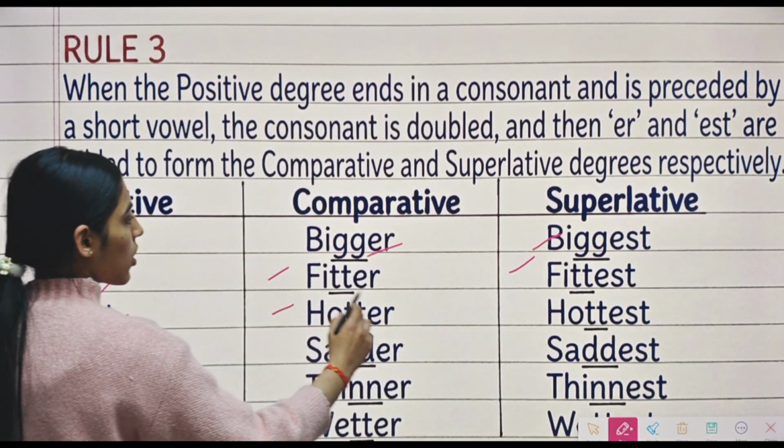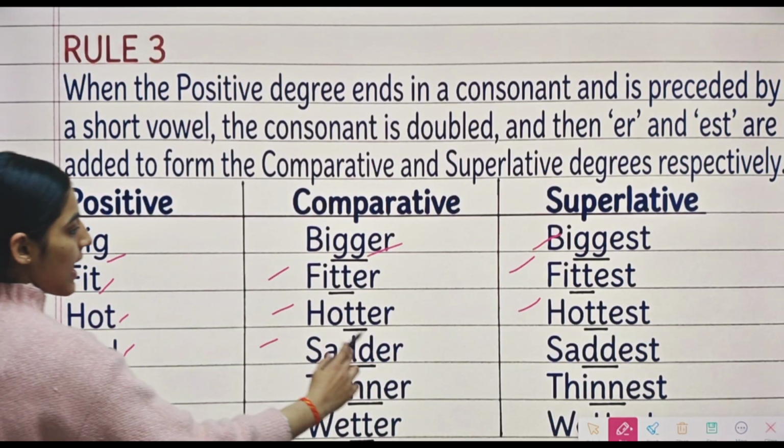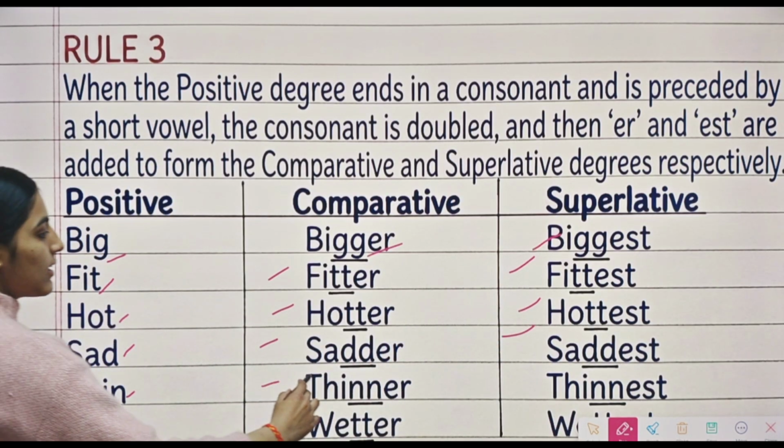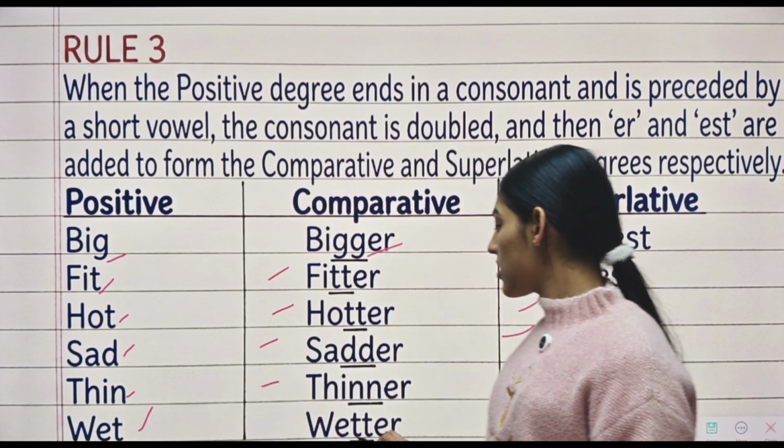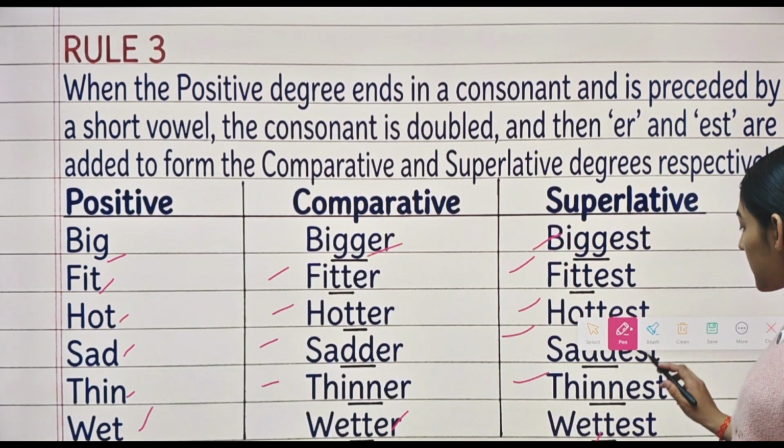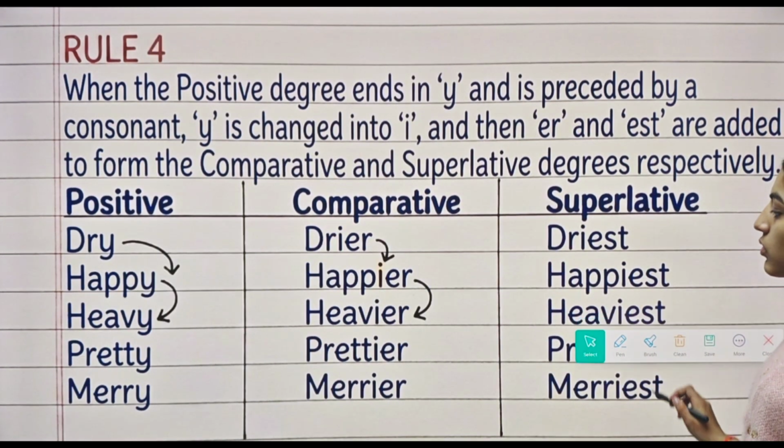Then we have hot, hotter, hottest. Sad, sadder, saddest. Thin, thinner, thinnest. And at last we have wet, wetter, wettest. Now moving on, we have rule number 4.